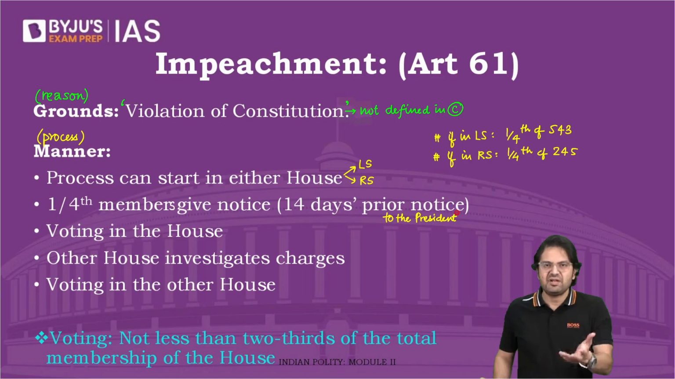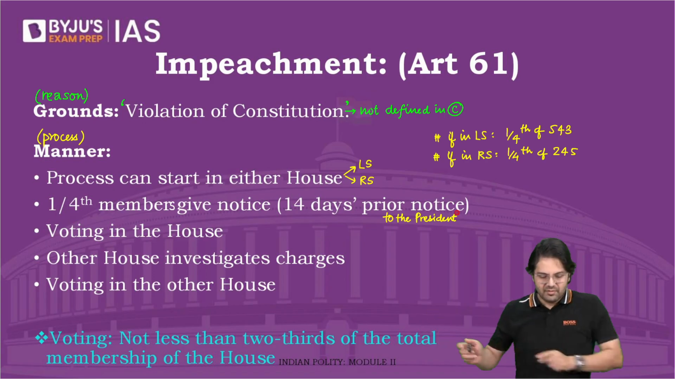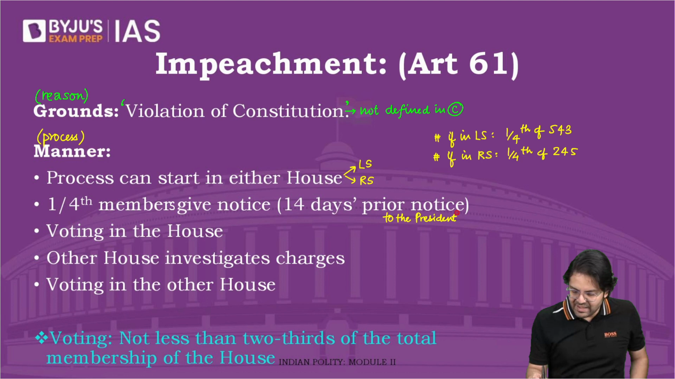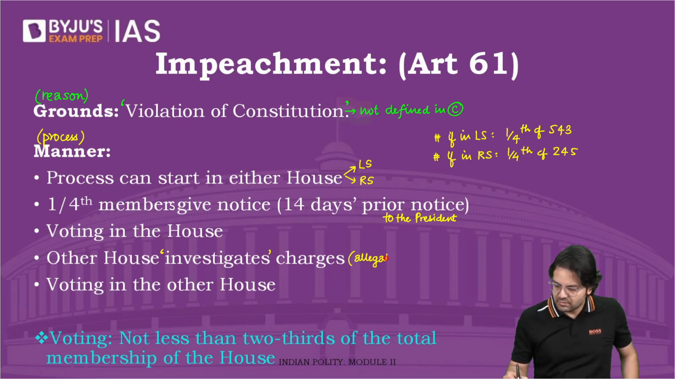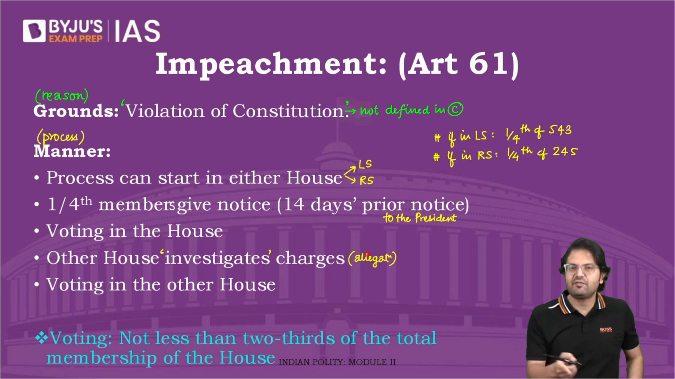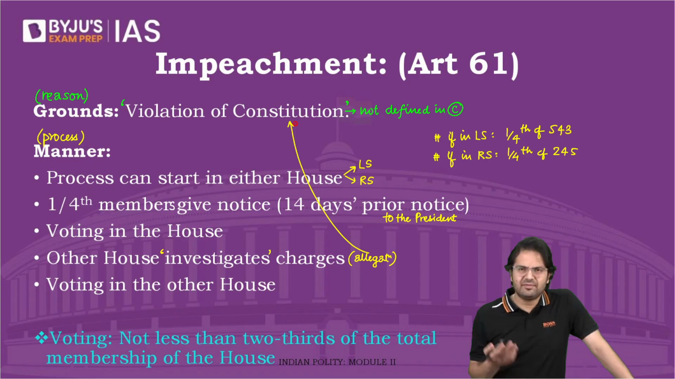Now, once this proposal is given, then in that house, whichever house, Lok Sabha or Rajya Sabha, this process is starting, has been initiated, voting takes place, right? Voting in the house. After it is approved, it is sent to the other house, where the charges, the allegations, and what's the allegation? The violation of constitution, that's the allegation, right, is investigated. President can come, can defend himself, herself, can get the help of some lawyer also, etc. All that can be done, right? No problem.